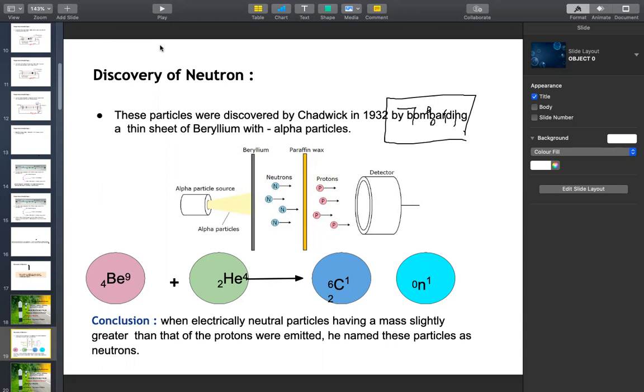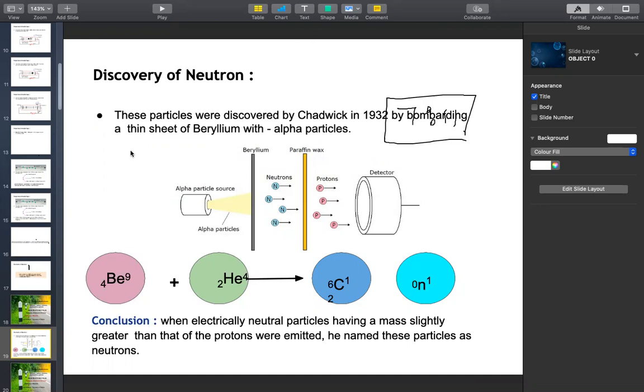So people were thinking, even Rutherford had an idea, though he was not able to prove it, that there must be a particle present in the nucleus of an atom that is neutral. They were not able to prove it. Then Rutherford's student James Chadwick proved that there is a particle called the neutron present in an atom, by this experiment.